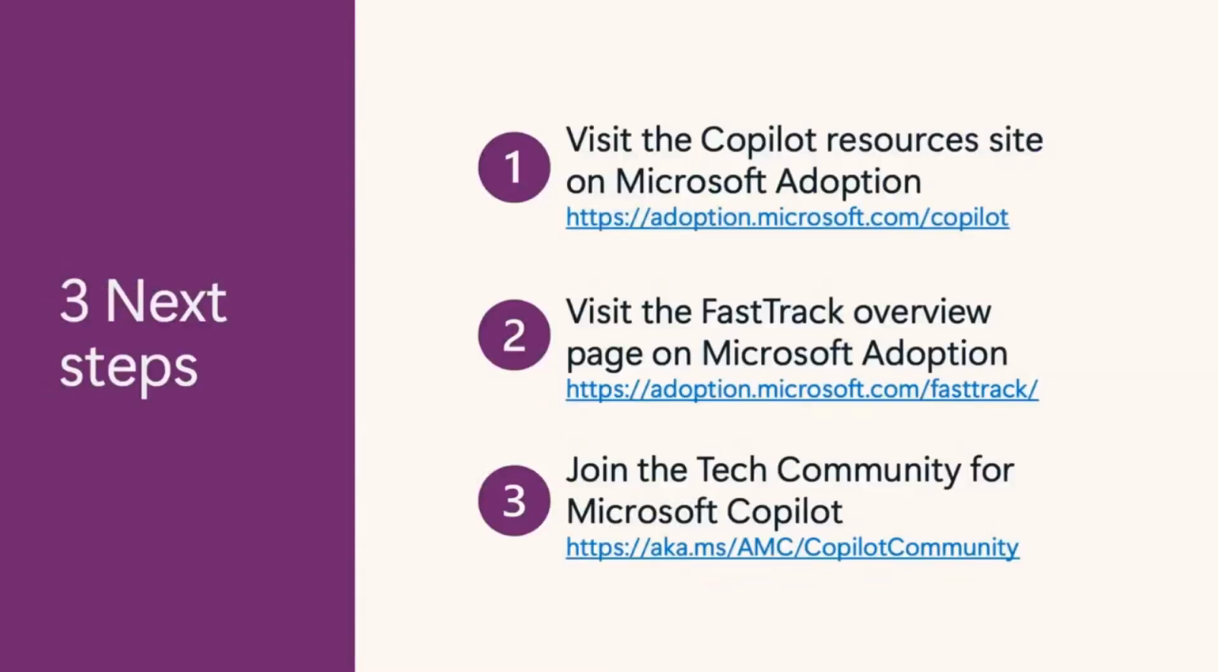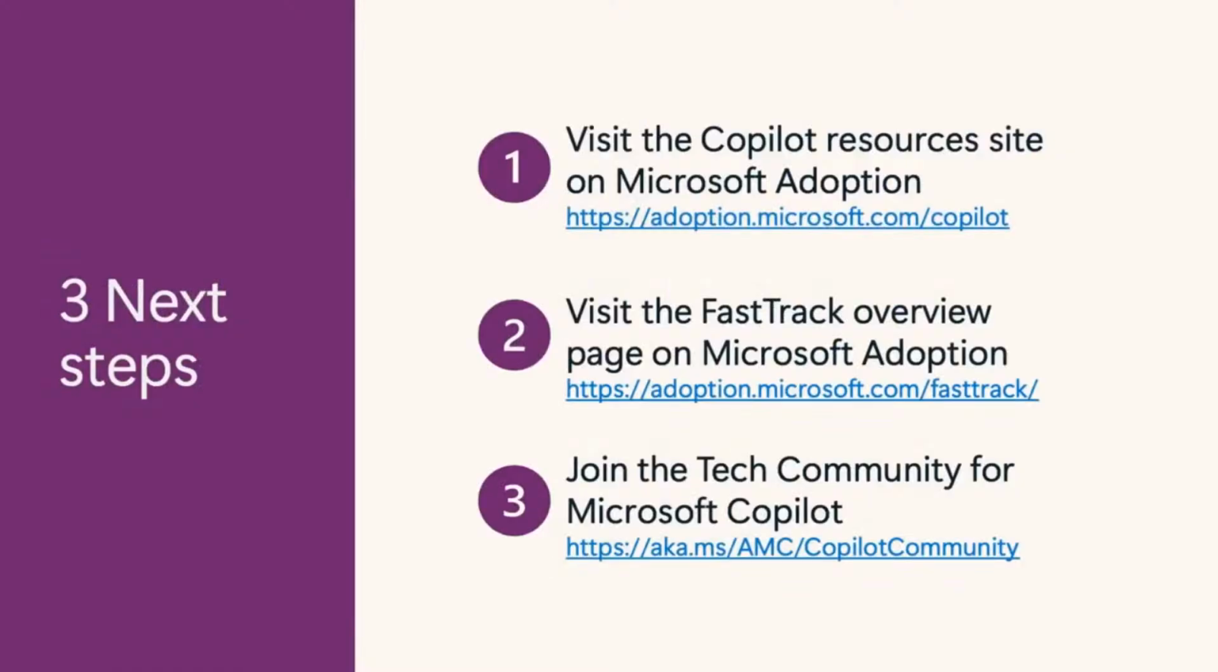So if there's three things that I can leave as next steps, the first one is that Copilot resource site on Microsoft Adoption. I'll say it one more time. I'm sure I'm going to get chats in the chat around what the site is, but adoption.microsoft.com, Copilot. That's the one thing you take away from this. That's where you can go and find everything we've talked about today and find even more tips and tricks to help your deployment journey in IT.